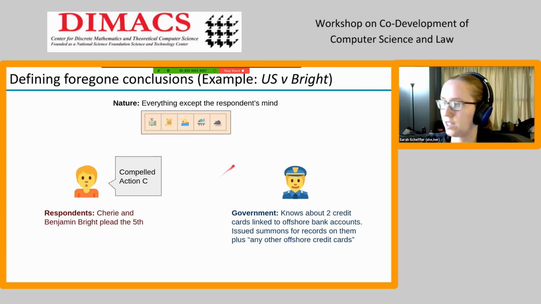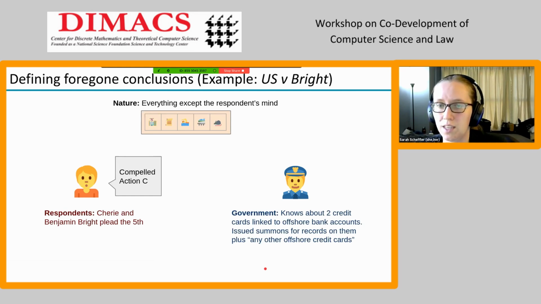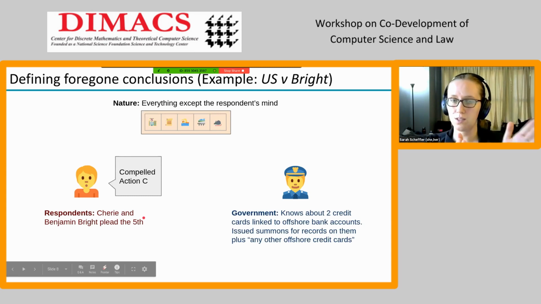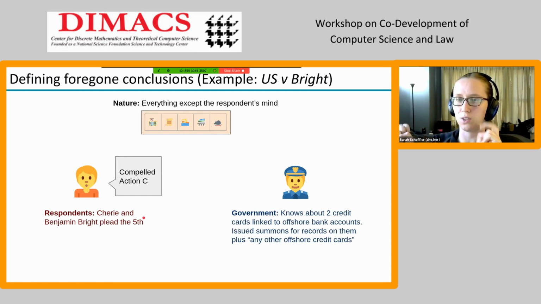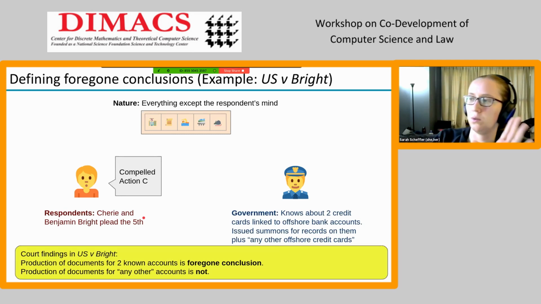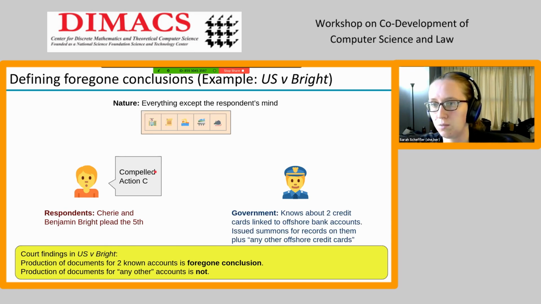So this particular example is from US v. Bright, which is a Ninth Circuit case from 2010. So in this case, basically the IRS knew that the respondents, Sherry and Benjamin Bright, had two credit cards with offshore banks, and they could authenticate them. And they compelled the production of both the two known accounts and also, quote, any other offshore credit cards. And so the court's ruling was that production of the documents for the two known accounts was a foregone conclusion, and production of the documents for any other accounts was not a foregone conclusion. And we're going to see how you would use our definition to get to the same result.